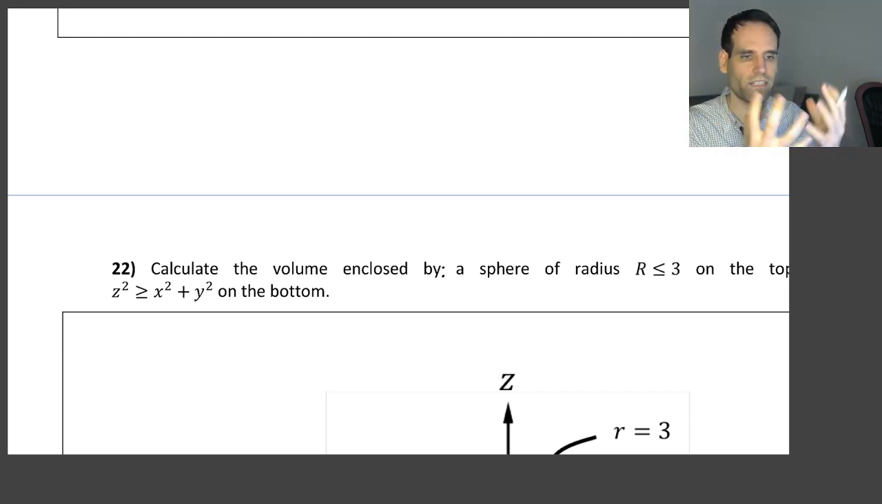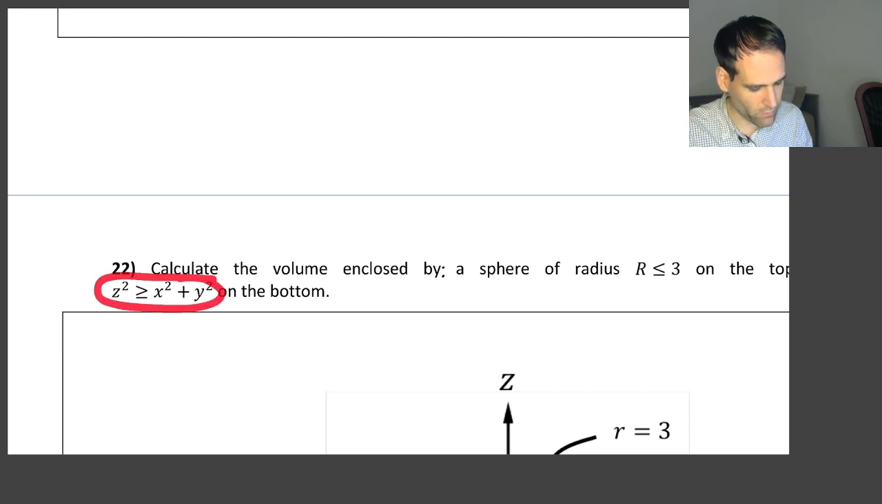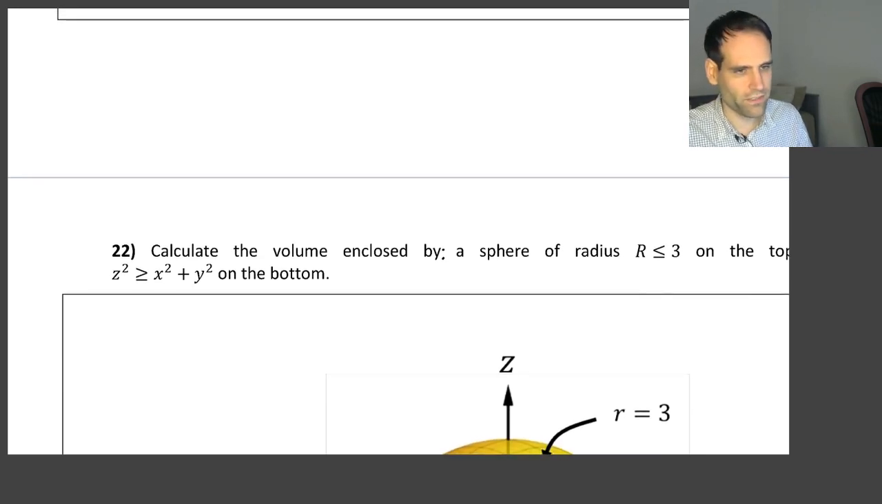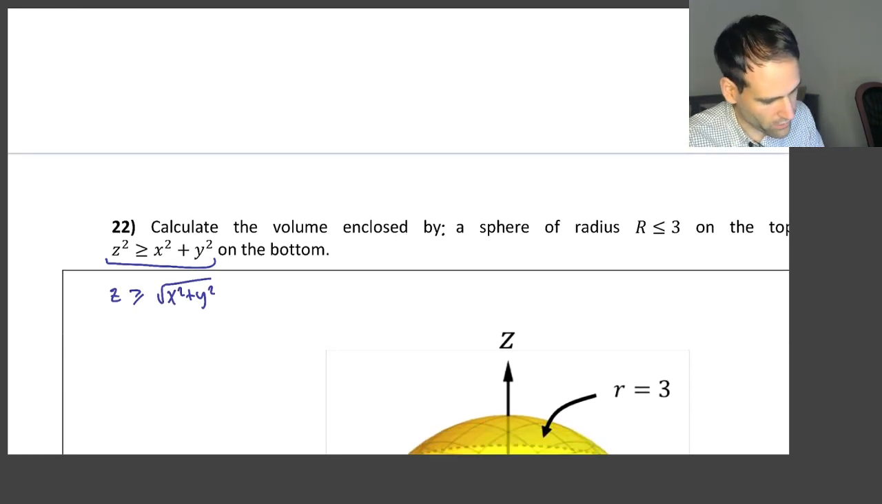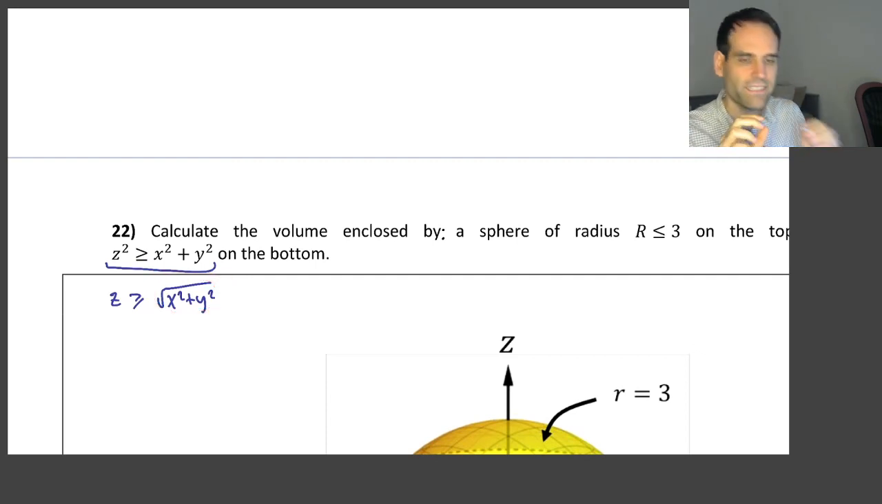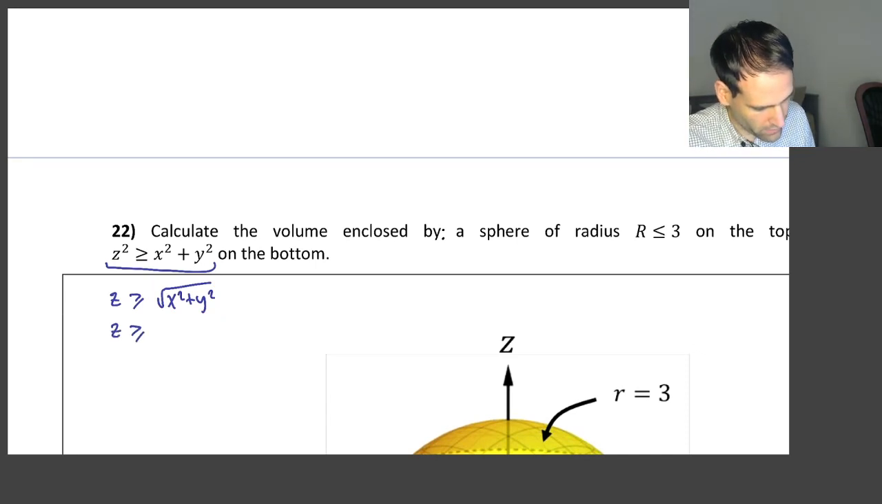So you have to imagine the sphere and the cone given by z squared bigger than or equal to x squared plus y squared. Okay, so how can you figure out what this cone looks like? I don't want to spoil it by showing the figure, which is here. Well, if you take the square root on both sides, you can see that z is bigger than or equal to the square root of x squared plus y squared. And you also know that the square root of x squared plus y squared is just the distance to the z-axis. It's what we usually call rho. So z is bigger than or equal to rho.